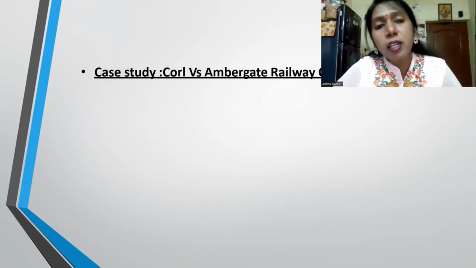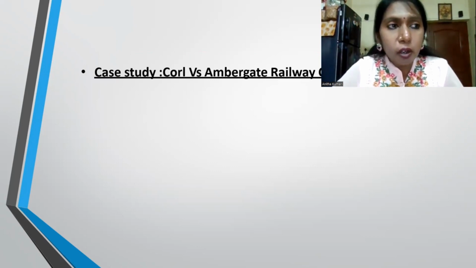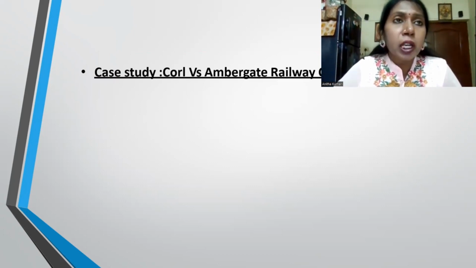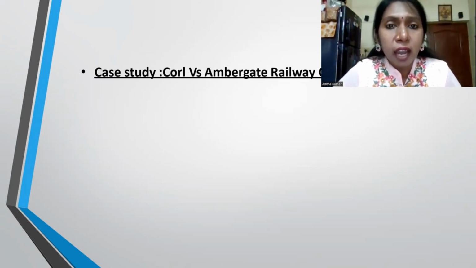So this is one of the case studies, Coral versus Ambigate Railway Company. What is Coral? Coral is a wood furniture company. They do not manufacture all the furniture just like that. Once they get an order, only then do they start the manufacturing process. So the Ambigate Railway Company gave an order to the Coral company. After receiving an advance, they started to work. They gave an order for making a railway compartment, with wooden seats and all.